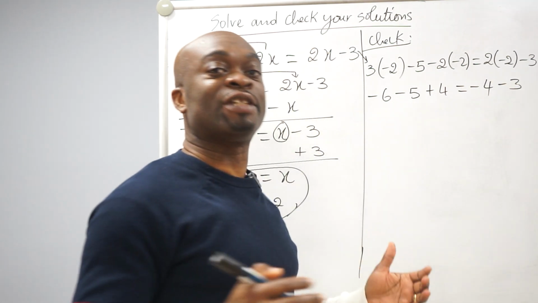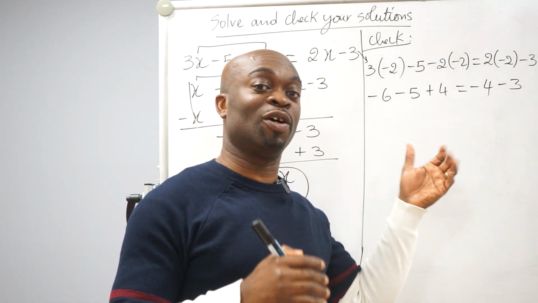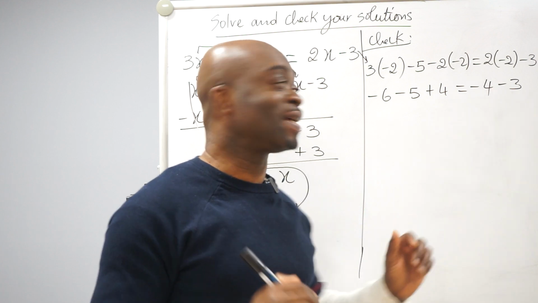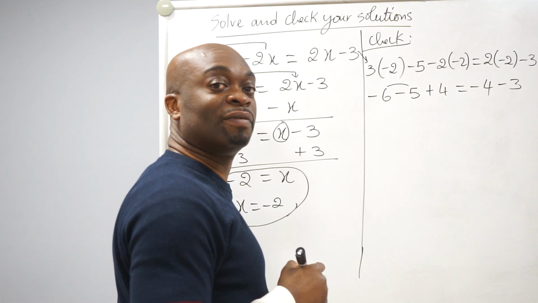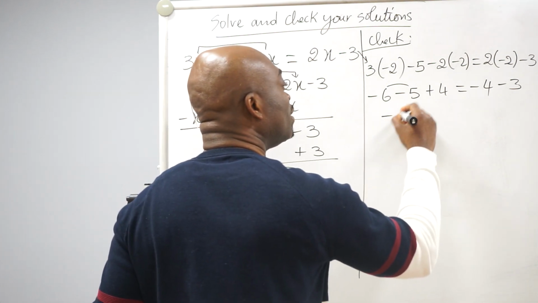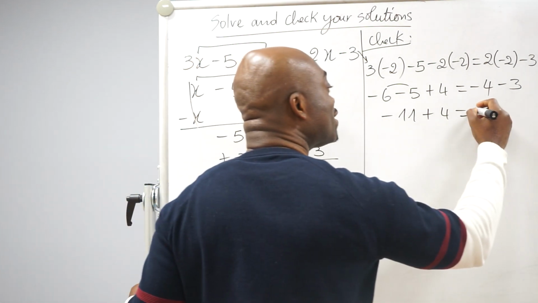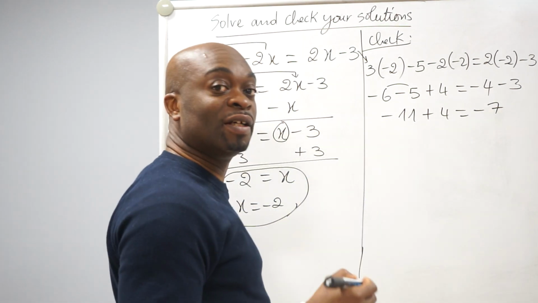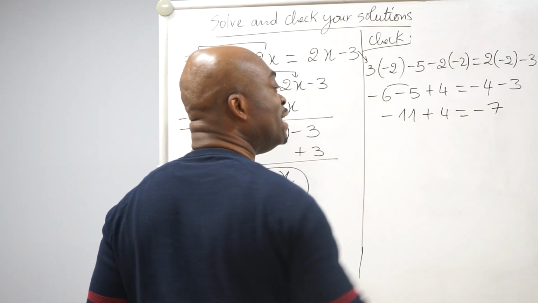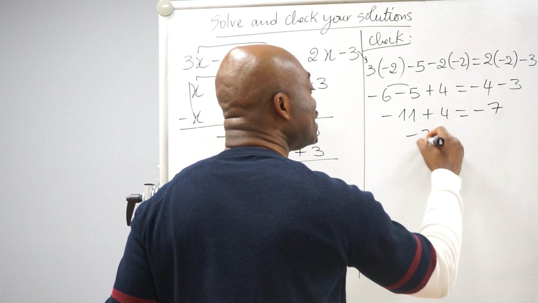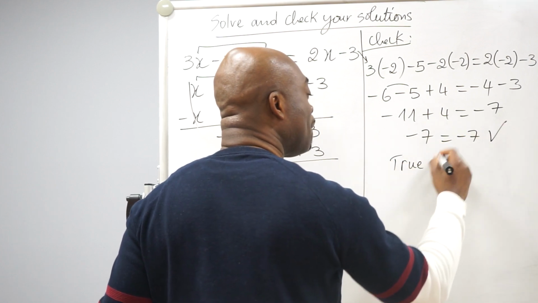So what we're basically trying to do is to combine everything on the left side to see if the final solution on the left side will be the same thing on the right side. So let's go at it. So negative 5 and negative 6 is negative 11, right? So negative 11 plus 4. And then negative 4, negative 3 is going to give us what? Negative 7. Combine and keep the sign. And then negative 11 plus 4 is going to give us what? Negative 7 equals negative 7. And this checks out. This is a true statement.